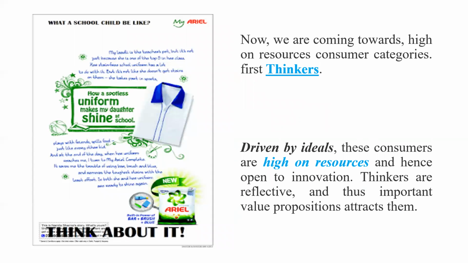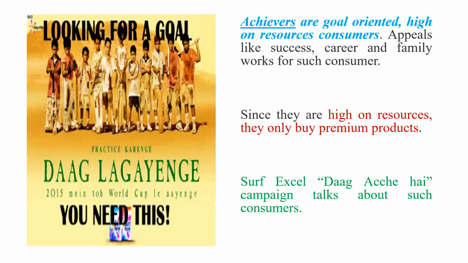So the Ariel ad here is showing a mother thinking about how spotless uniforms make my daughter shine at school. So this ad is depicting that they should be highlighted in the school just because they have a very bright uniform, and that should be reflected in the personality. So this ad is targeting the thinkers.